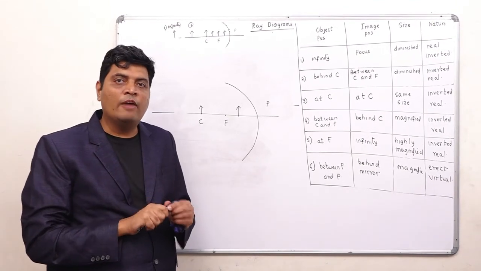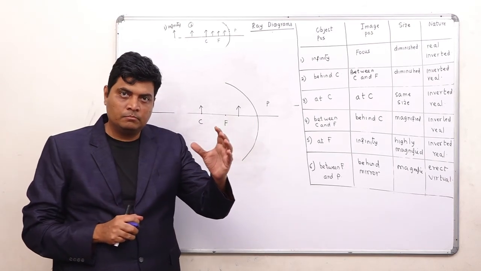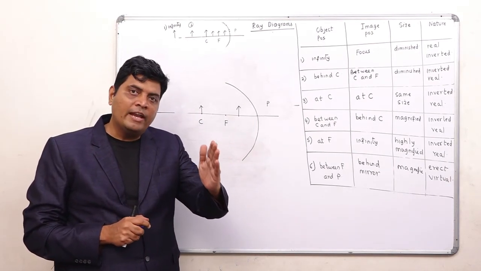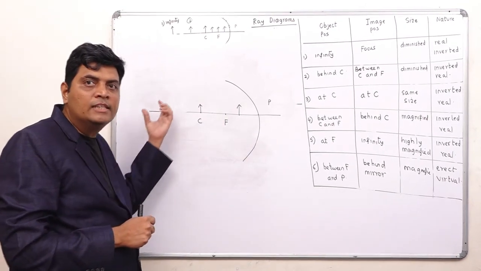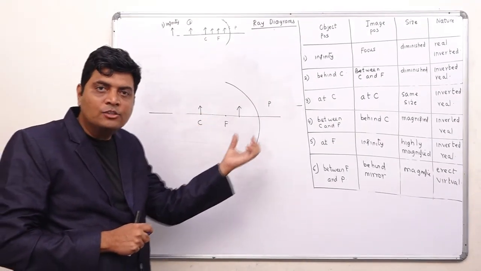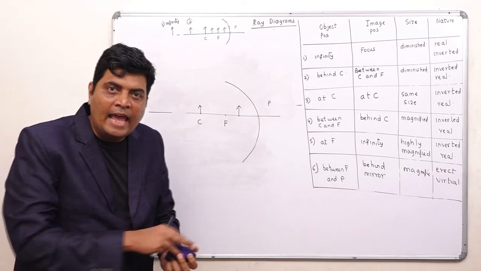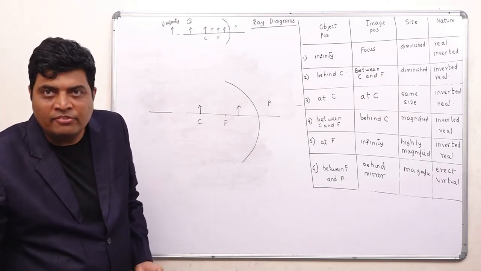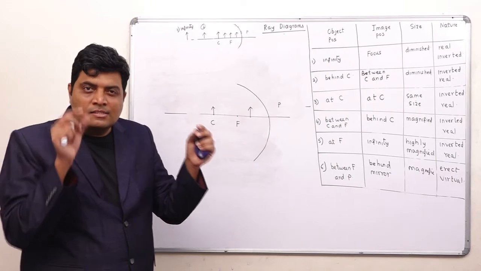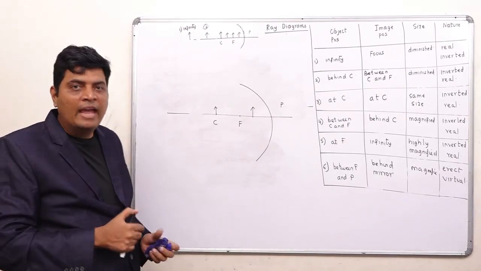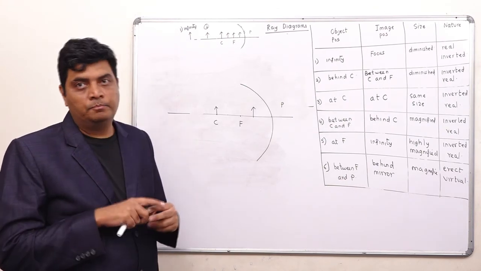And the second thing I said you have to remember: whenever the object is behind C, the image is always diminished. As soon as it reaches C, it becomes the same size. And as soon as the object goes ahead of C, the image size starts increasing. Keep these things in mind, then while drawing the ray diagram, you can easily verify them as well.